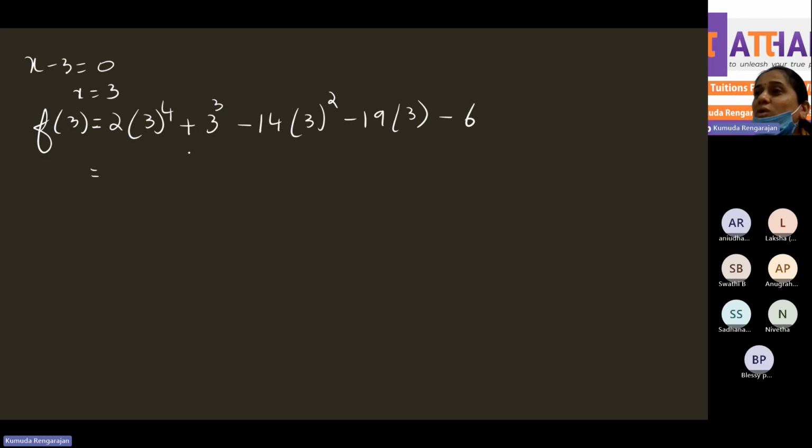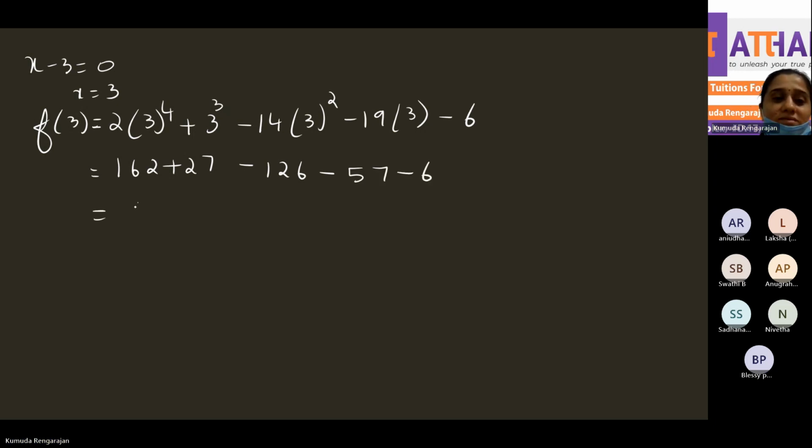Okay, 3 to the power 4 is what? 9 9s are 81, 81 2s are 162, plus 27, minus 3 squared is 9, 14 into 9, 126, minus 19 into 3, 57, minus 6, and I hope this is 0. So since the factors of g of x divides f of x. Like since the factors of 15, 3 and 5, divide 690, so 690 is divisible by 15.